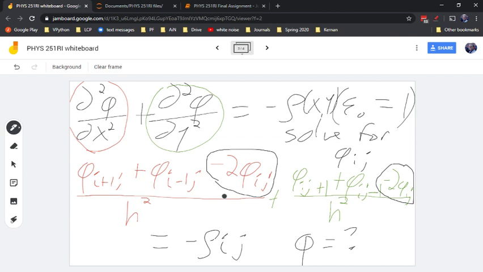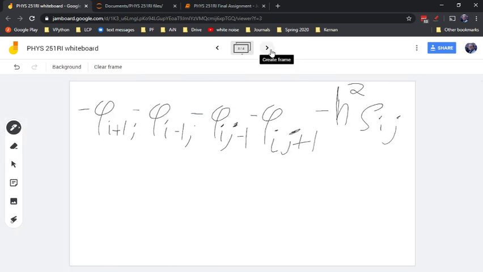What does that leave me with? It leaves me with a negative 2 phi ij and a negative 2 phi ij. So I'll have this whole thing equals negative 2 phi ij. Do you notice what all these folks have in common? They've all got a minus sign. And you know by now, if everybody in the equation has a minus sign, then nobody needs a minus sign.